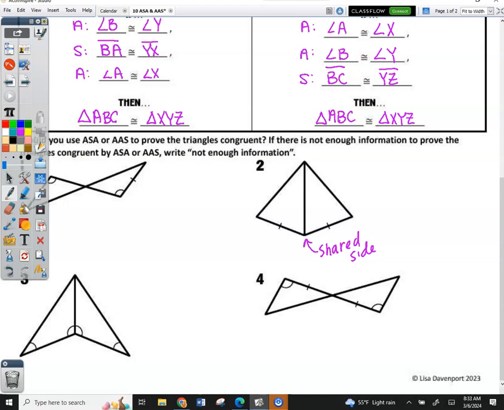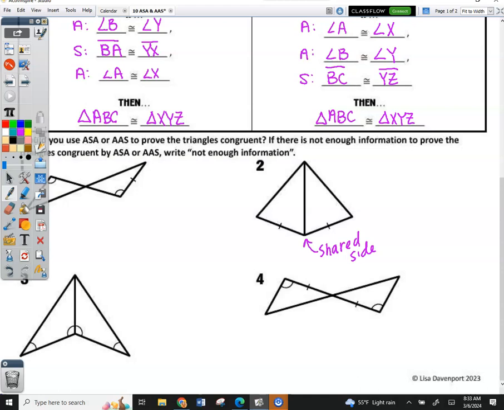Because that side would get drawn twice, then it's fair to say it would be the same length, right? Like this side is, let's say it's 5. If this is 5 for the triangle on the left, wouldn't it be 5 for the triangle on the right?